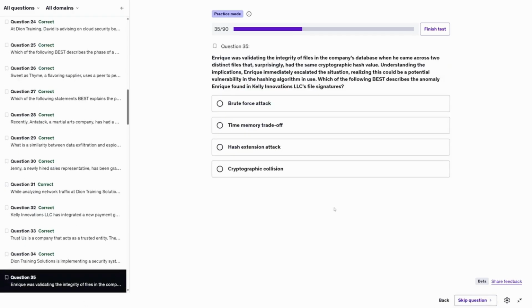Enrique was validating the integrity of files in the company's database when he came across two distinct files that surprisingly had the same cryptographic hash value. Understanding the implications, Enrique immediately escalated the situation, realizing this could be a potential vulnerability in the hashing algorithm in use. Which of the following best describes the anomaly Enrique found in Kelly Innovations LLC file signatures?